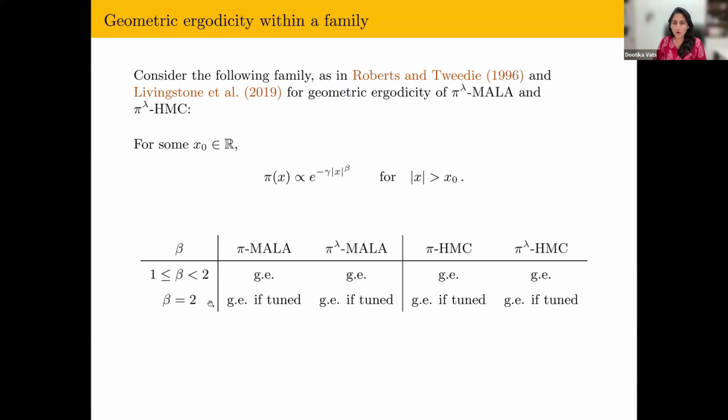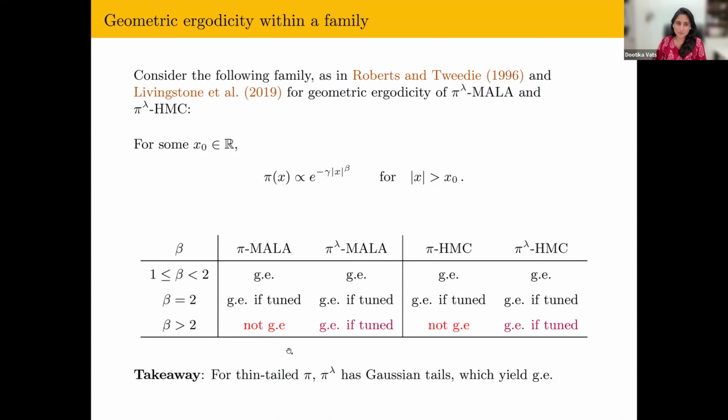And when beta is 2, all of these algorithms are geometrically ergodic if we tune these proposals reasonably well. But then when beta is greater than 2, provably pi Mala and pi HMC are not geometrically ergodic, but pi lambda Mala and pi lambda HMC become much more structured in the tails of the distribution. They become basically Gaussian-like tails, at which point these are geometrically ergodic if tuned properly. So for this particular family, we sort of highlight these results.